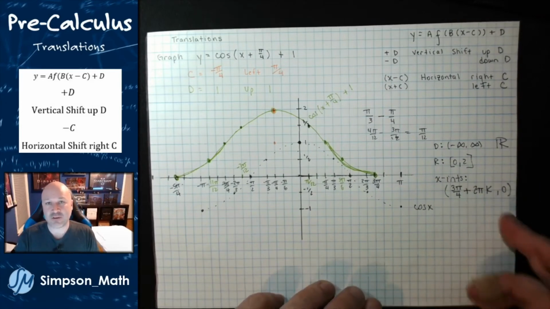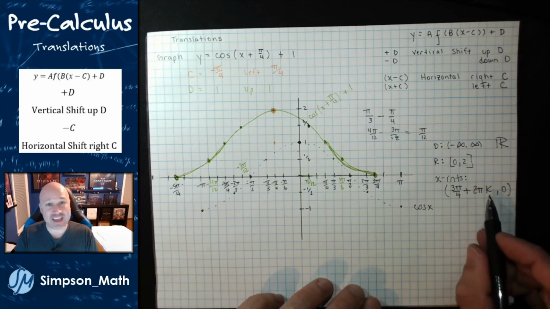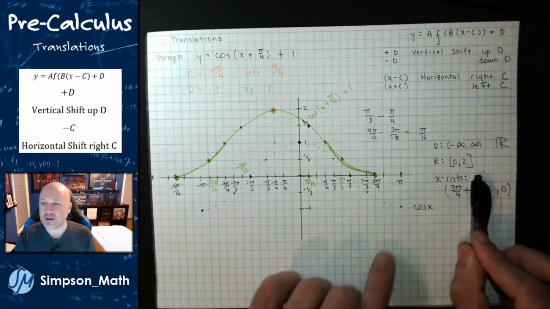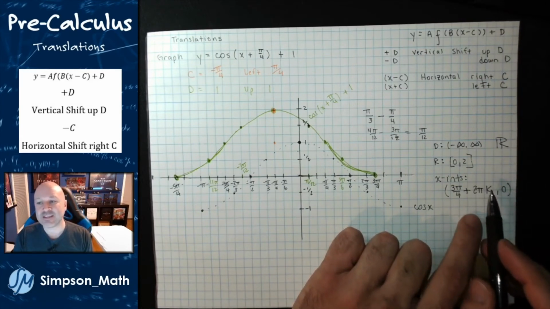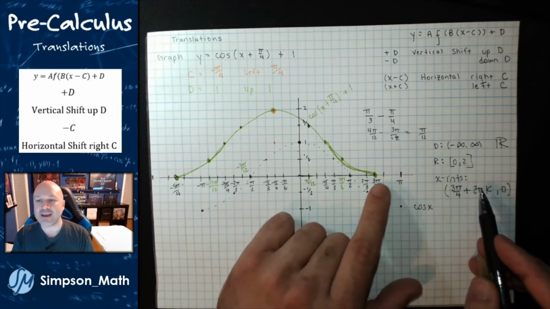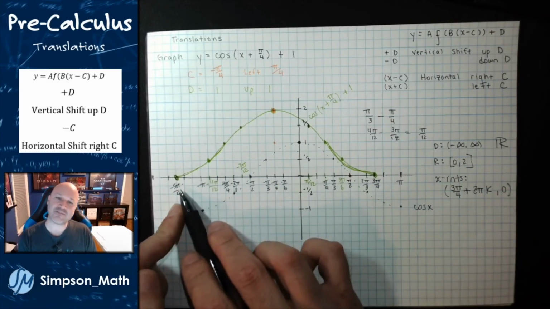This x-intercept is in intercept form. I've got an x value and a y value. If k is 0, then I have the coordinate 3 pi fourths comma 0. If k is negative 1, then I'm subtracting 2 pi, and I have that right here. 3 pi fourths minus 2 pi will give me negative 5 pi fourths.